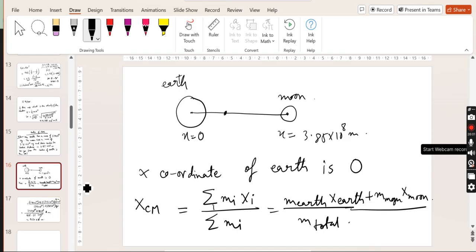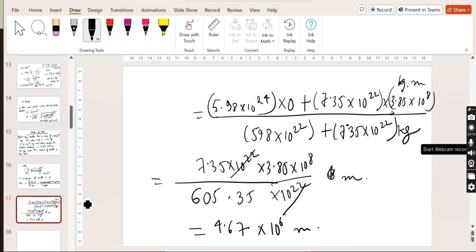So then also we will get the same point, but the answer will be different. Or we can go this way and subtract 4.67 × 10^6 meter from the actual distance. Then we will also get the center of mass from the Moon.